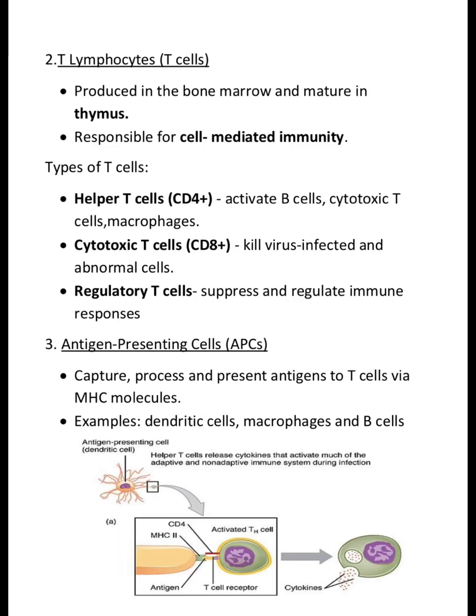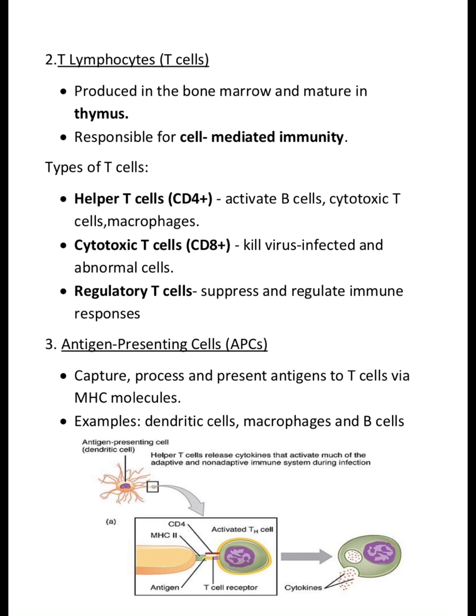T lymphocytes or T cells. They are produced in the bone marrow and mature in the thymus. They are responsible for cell-mediated immunity. There are three main types of T cells: helper T cells or CD4 positive T cells, cytotoxic T cells or CD8 positive T cells, and regulatory T cells.